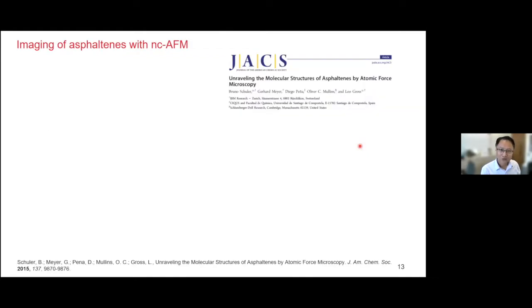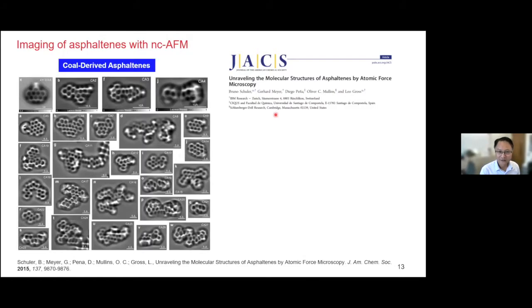The first work was published shortly after I joined the company. This was done by IBM, by Leo Gross, Bruno, and Leo, with Oliver in Jülich. In this paper, they imaged asphaltenes, comparing coal asphaltenes and petroleum asphaltenes. This is the coal-derived asphaltenes. You can see the ring structure is very clear, and you can easily recognize them.